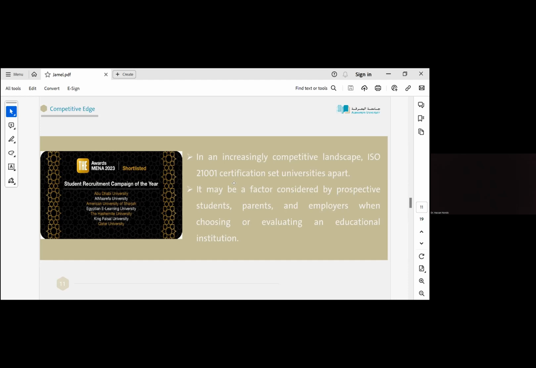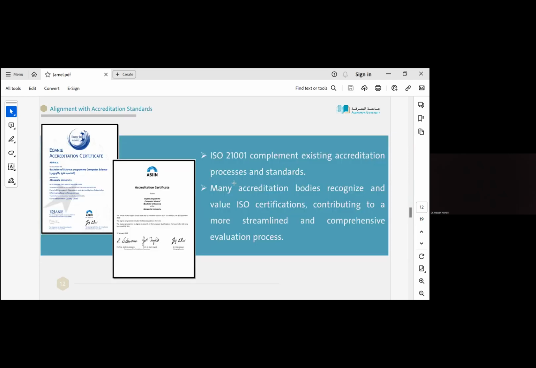So parents, they want to know whether you are satisfied or not satisfied, what is ranked in the university. So we had to get into student recruitment campaign to make them understand what is all about our university. So based on that, we aligned the ISO standard with our accreditation.